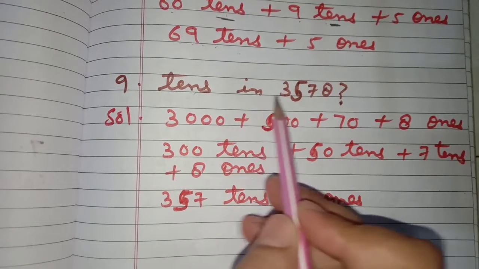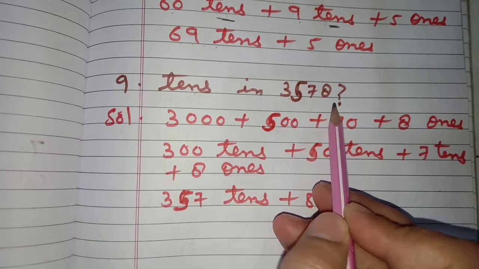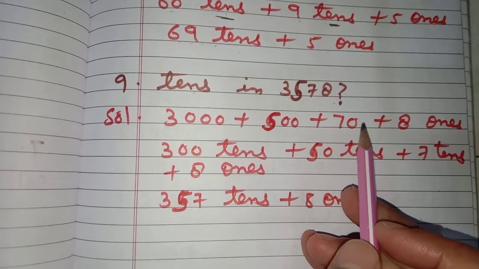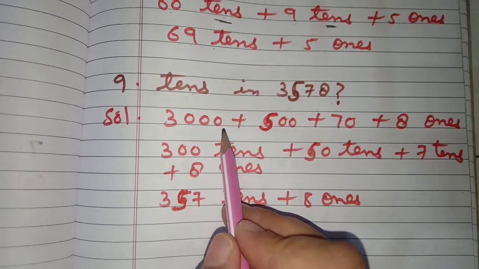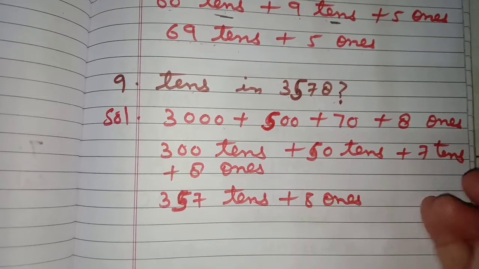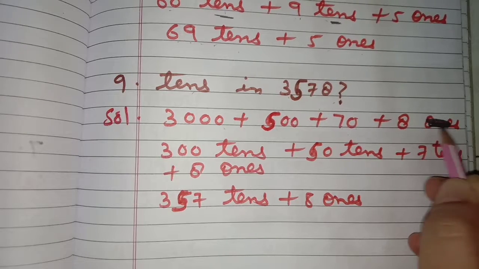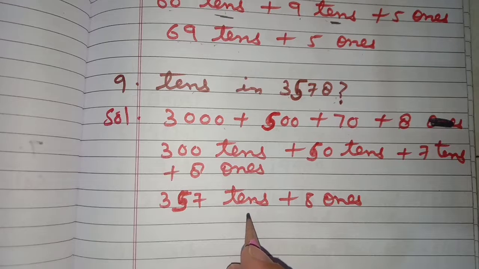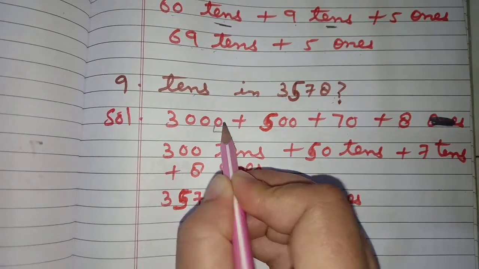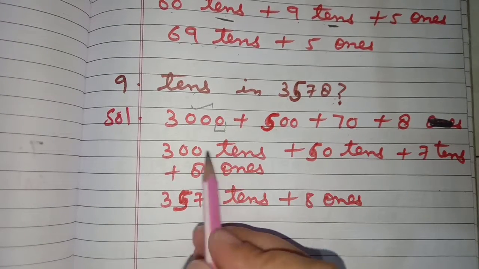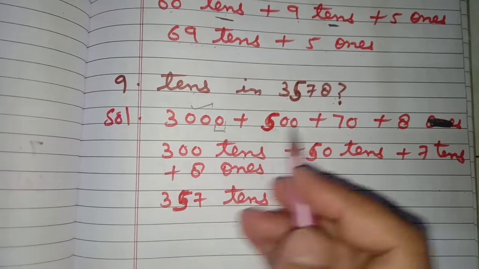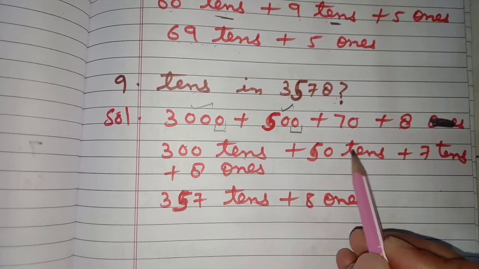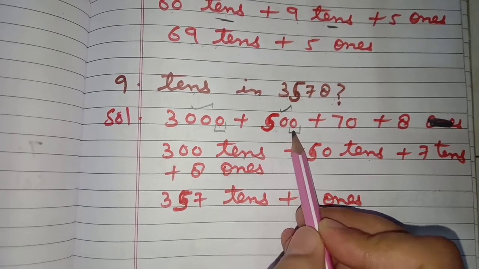Now next part, part 9. How many tens are there in 3578? So write its breakup, that is, we say its expanded form, that is 3000 plus 500 plus 70 plus 8. Fine, this is the expanded form for 3578. Now we have to see tens. So separate 1 zero. So what is left? 300. It means 300 tens in 3000. Then 1 zero of tens from here. So what is left? 50, means 50 tens are there in 500.